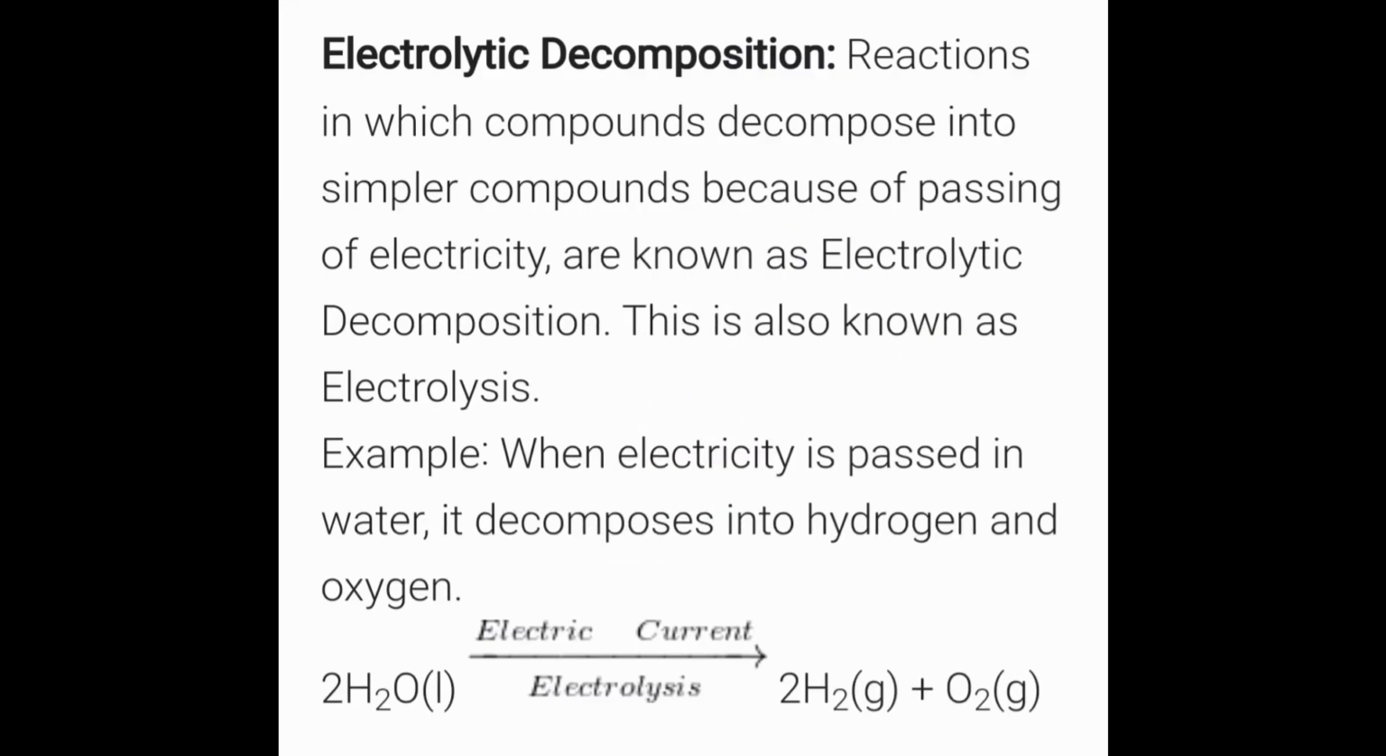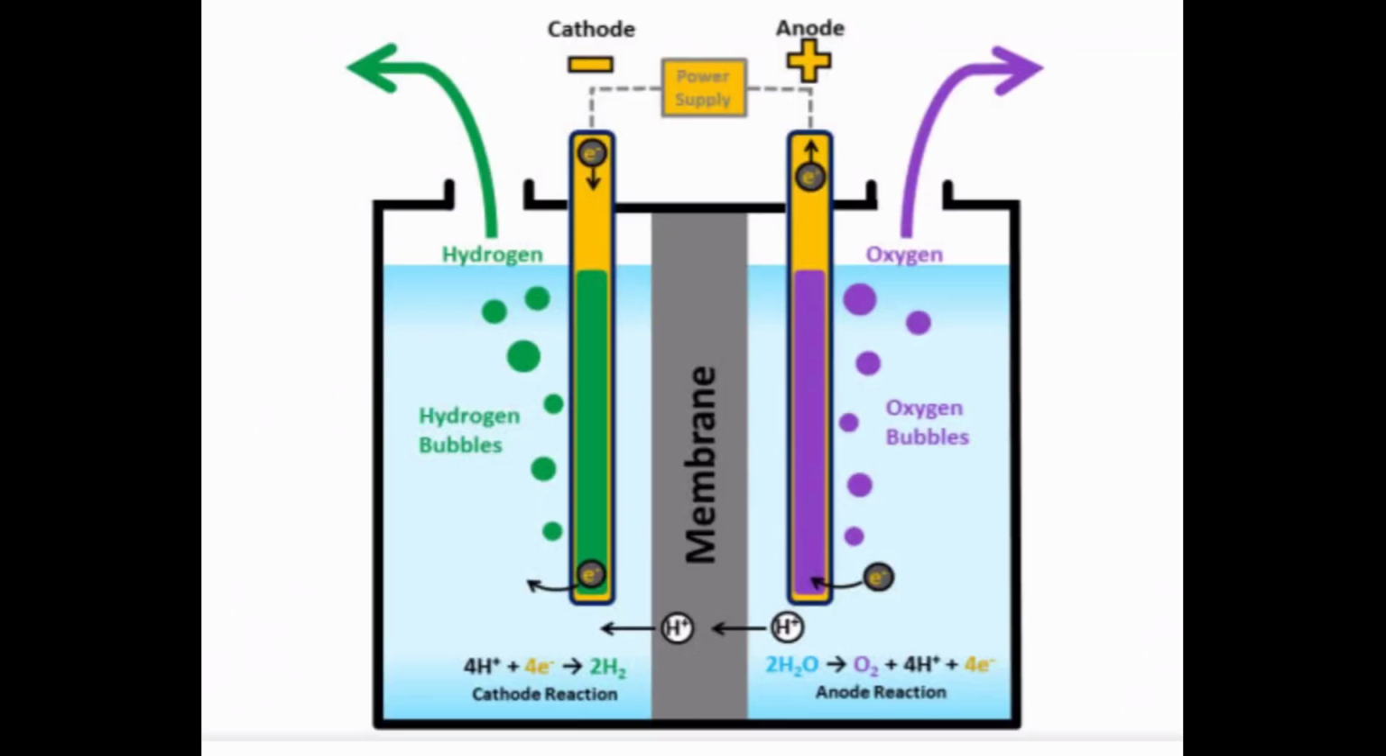Electrolytic decomposition. A reaction in which a compound decomposes into simpler compounds because of the passing of electricity is known as electrolytic decomposition. This is also known as electrolysis. Example: when electricity is passed through water, it decomposes into oxygen and hydrogen. This way you can see that at the anode there is oxygen and at the cathode there is hydrogen.